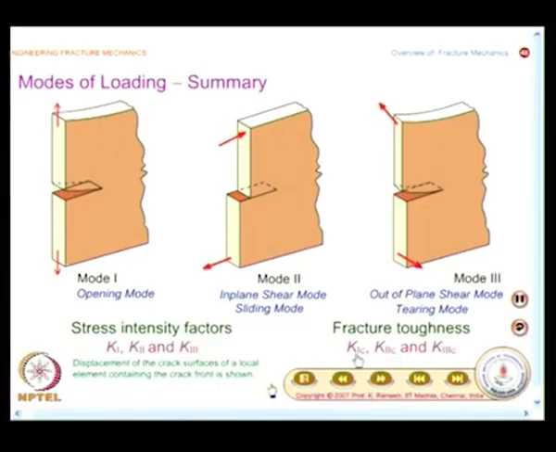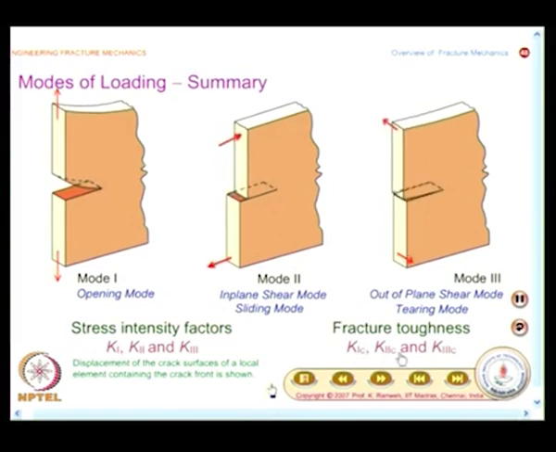From a material test, you find out what is the fracture toughness for mode 1, mode 2 and mode 3, and they are labeled as K1C, K2C and K3C. The C denotes it is a critical value, and this is considered as a material parameter.